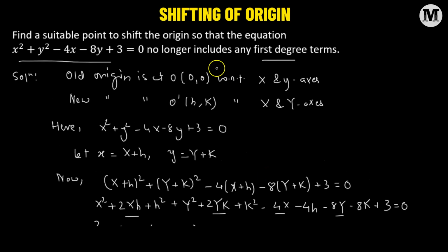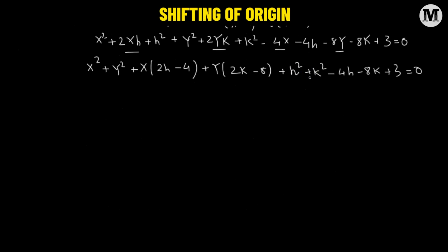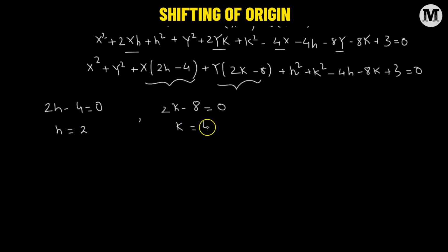However, in the problem itself, it was given that after transformation, the new transformed equation must not contain any first degree terms. So there are two first degree terms: one is the term that contains x and the other is the term that contains y. Since they should not exist in a transformed equation, we say that 2h minus 4 must go to 0 and 2k minus 8 must also go to 0. So let's solve for the value of h. So h will be 2 and k will be equal to 4.